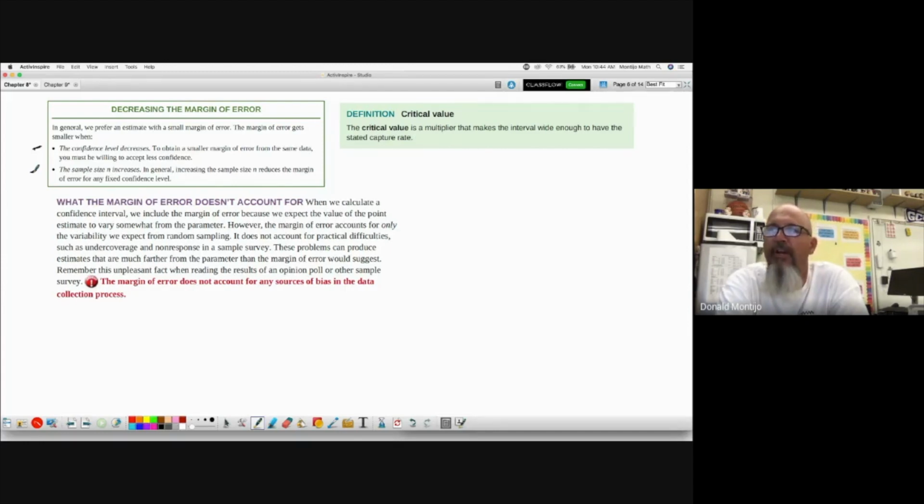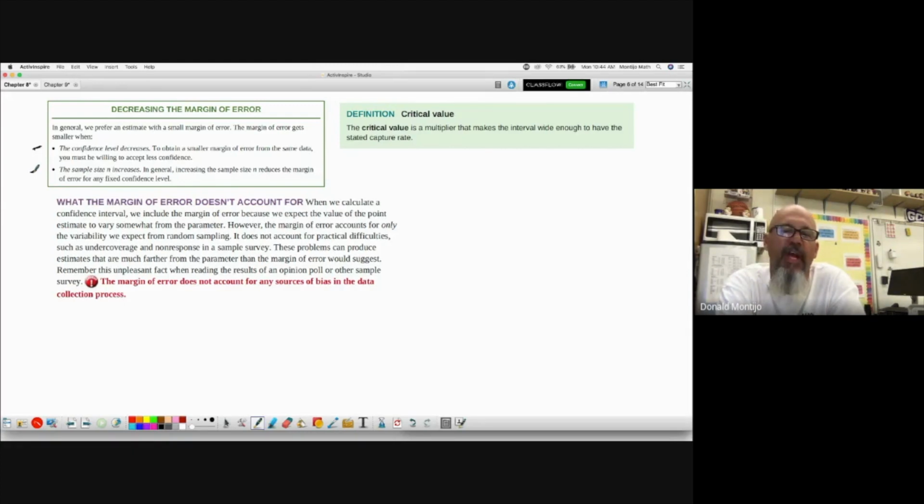What the margin of error doesn't account for. When we talk about margin of error, it's not going to make up for any poor sampling methods. It's not going to make up for any mathematical mistakes or things that you screwed up when you're doing your calculations. The margin of error does not take into account any bias.